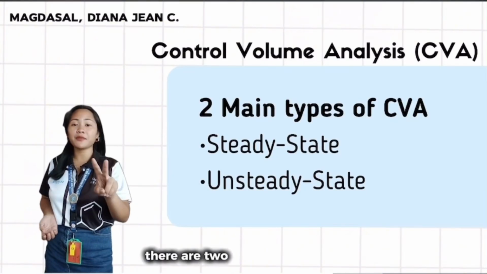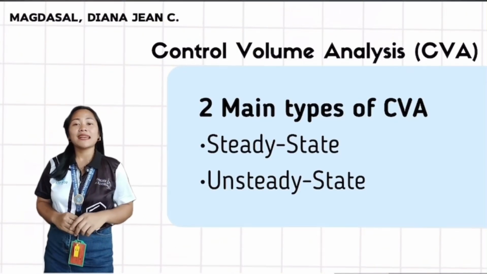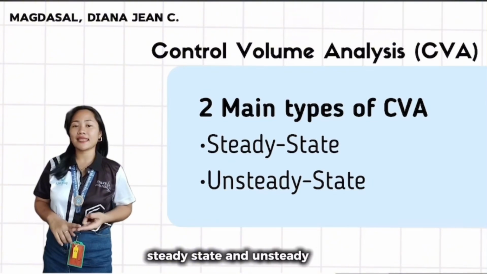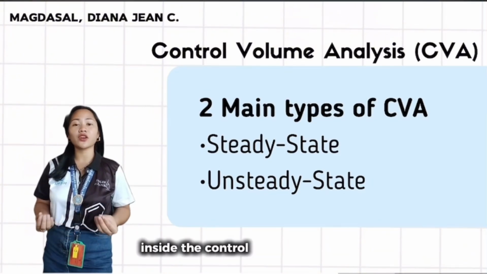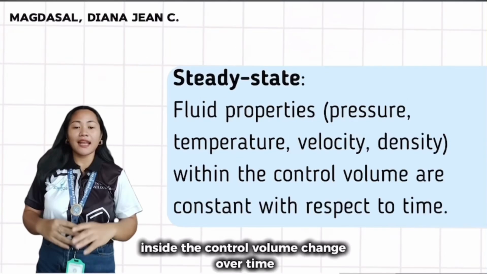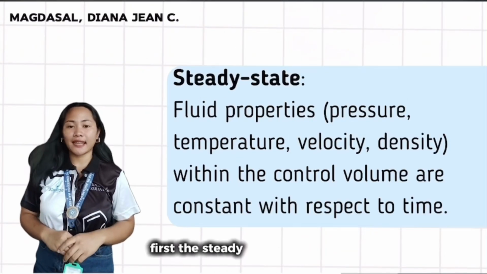There are two types of CVA, steady state and unsteady state. The key difference lies in whether the fluid properties inside the control volume change over time. Now let's discuss the steady state first.